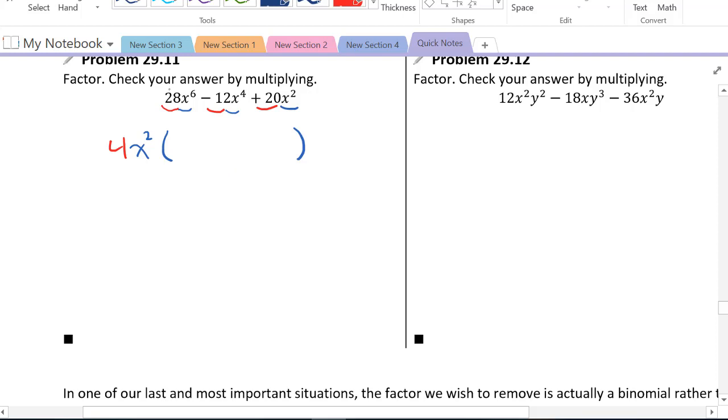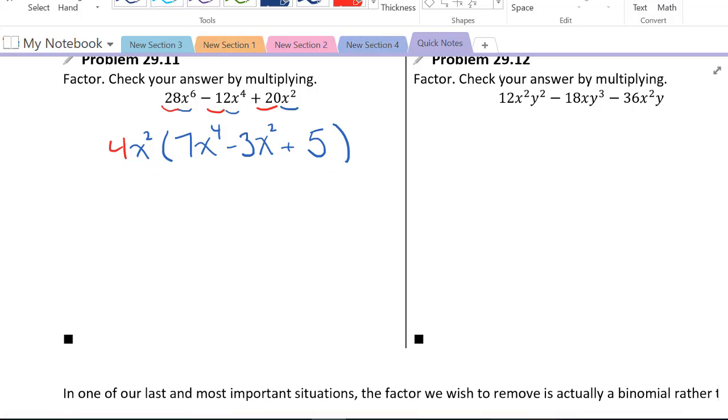So 28 divided by 4 is 7. And then we have x^6, and we're taking out x squared, so that becomes x^4. And then it's going to be a negative 3, because it's a negative 12 divided by positive 4. There's x^4 here, and I'm taking out x^2, so there's x^2 left. You have a positive 20 divided by 4, that's a positive 5. And then x squared, no more x squared. That's it.